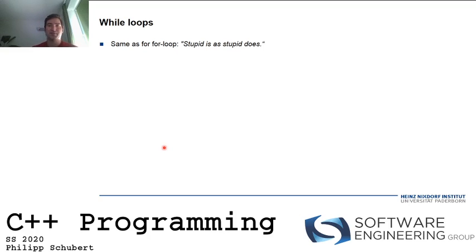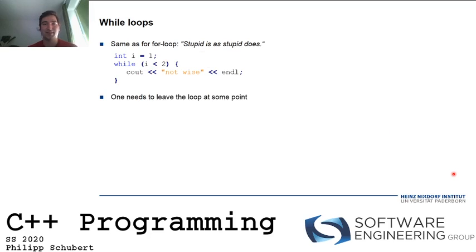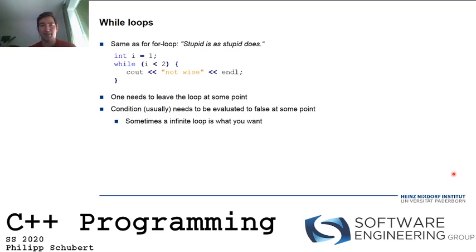Same as for the for loop, stupid is as stupid does. You could also write such code here. So you have a condition that evaluates to true, then you enter your loop and it prints "not wise" to the command line. But then this condition can never evaluate to false, because the variable I is never modified within that loop. That means that you essentially have another endless loop, which is most of the time not what you desire. So usually one needs to leave a loop at some point. I guess you get the point.